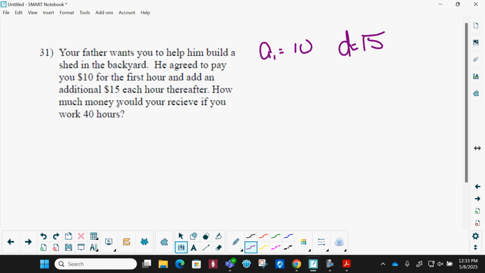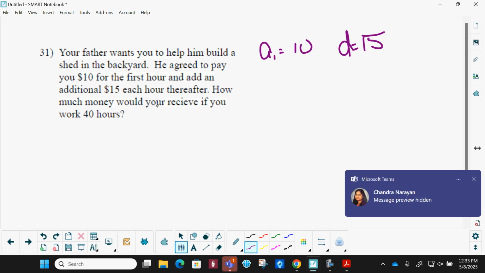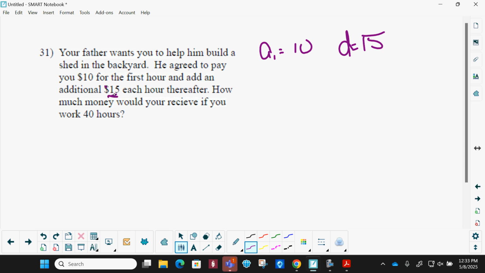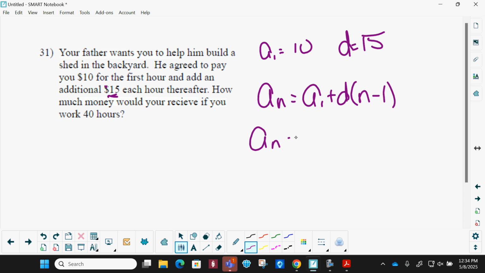I know this is going to be arithmetic because we're just climbing really slowly. And if your dad's like my dad, he is definitely not going to be multiplying 15 to my paycheck. Okay, so my formula here is an equals a1 plus d times n minus 1. So an equals 10 plus 15 times n minus 1.